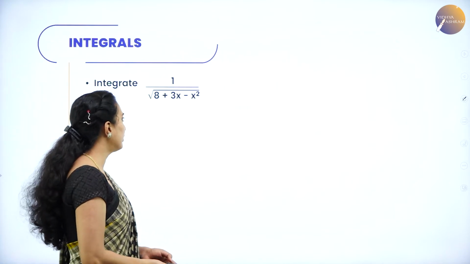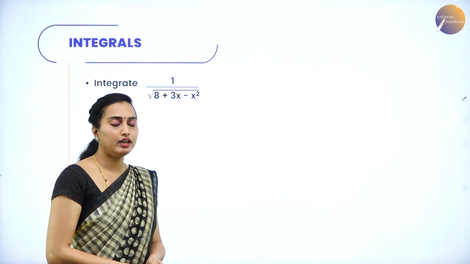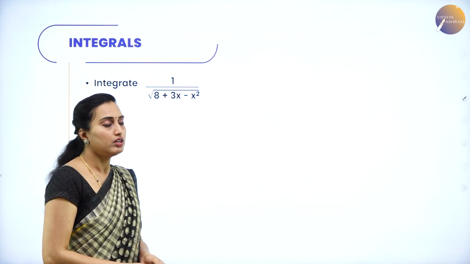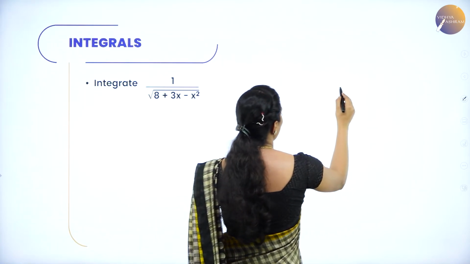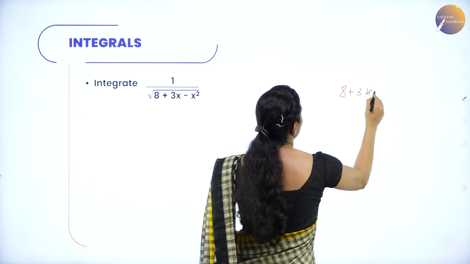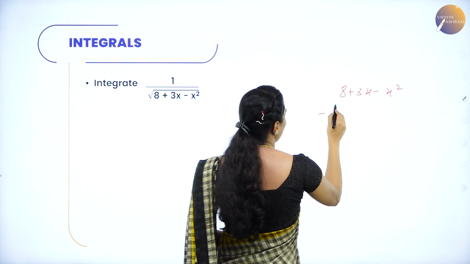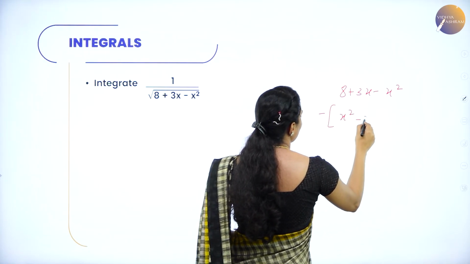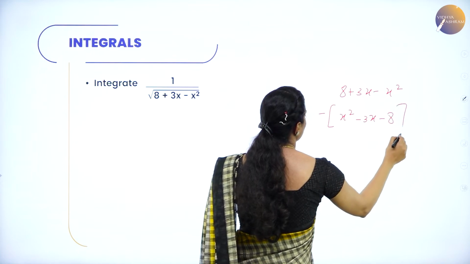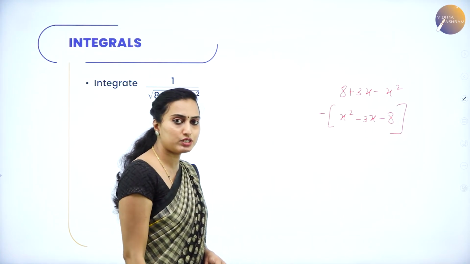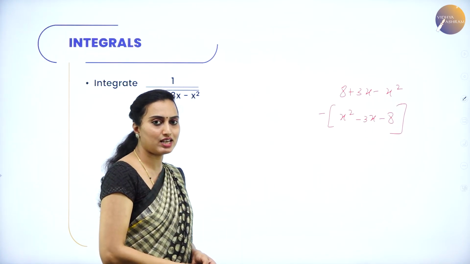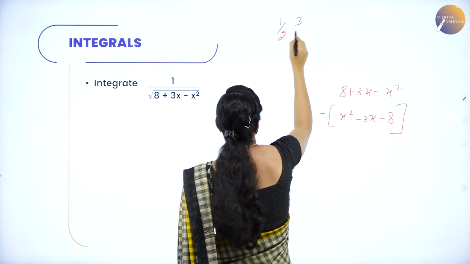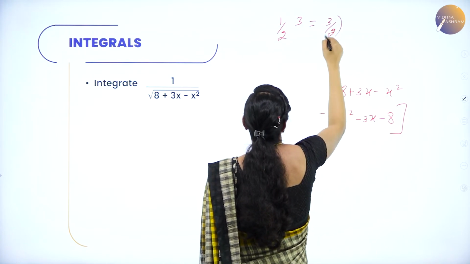Now we'll be moving on to the next problem, dears. Integrate 1 divided by under the root of 8 plus 3x minus x squared. Now taking the same, by the completing square method, 8 plus 3x minus x squared can be written as minus of (x squared minus 3x minus 8). Now the coefficient of x squared I made it as 1. Now taking the coefficient of x, which is 3, half of that, so half of 3 which is nothing but 3 by 2 whole squared.